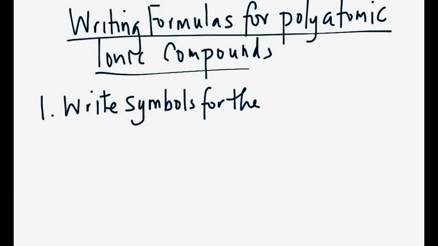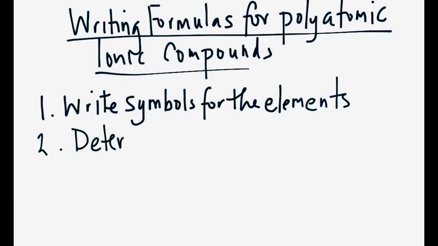Okay, writing formulas for polyatomic ionic compounds. Step 1, write the symbols for the elements. If it contains a polyatomic ion other than ammonium, they go second. So the metal goes first. Number 2, determine the charge on the ions.